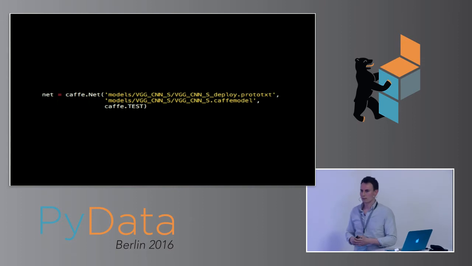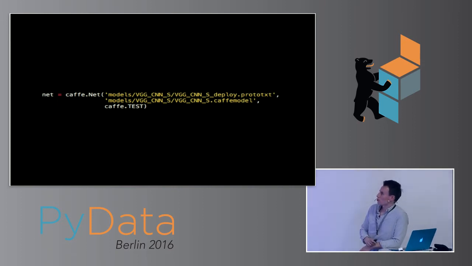And I will show you some lines of code. So this is only one line of code that will load a powerful deep learning network downloaded from the internet. It's a VGG S network from Oxford. And it's only one line of code, and you have this powerful machine.